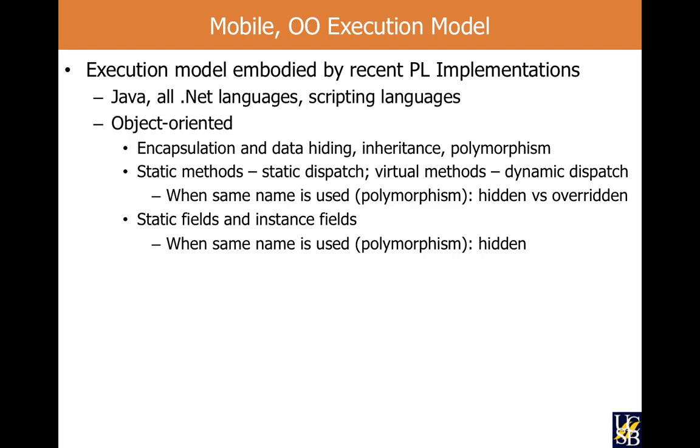For instance methods that are dynamically dispatched, they are overridden by the child if the same name is used in the inheritance hierarchy. For everything else, for fields, for static methods, instance fields or static fields, they're all hidden, not overridden. That means that if you inherit an instance field or a static method from a parent, and you create a child with a field or method of the same name, both are available at runtime, and you can get to them through casting.